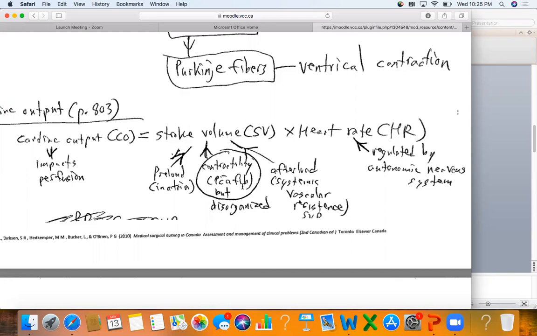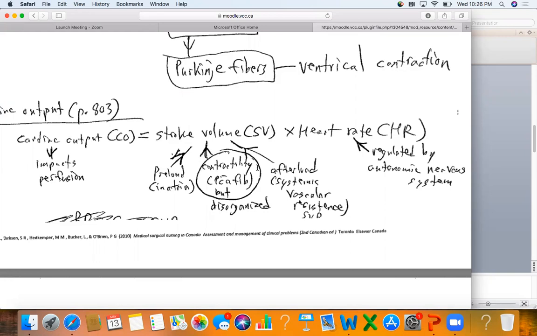Digoxin would be one. So not only does it slow down the rhythm to enable proper filling of the chambers, it causes the heart to contract in a more organized and powerful manner. So each contraction becomes more organized and more powerful. So that would be an example of a drug we're giving.